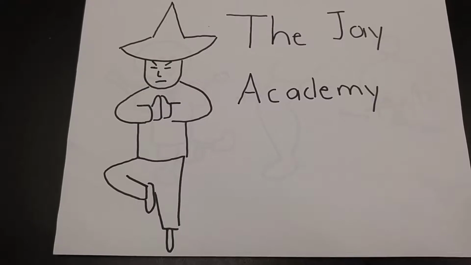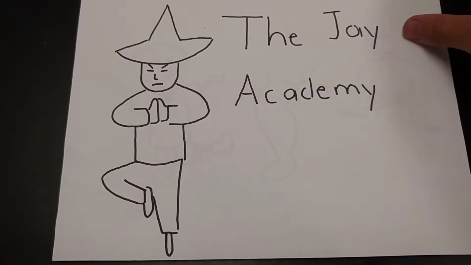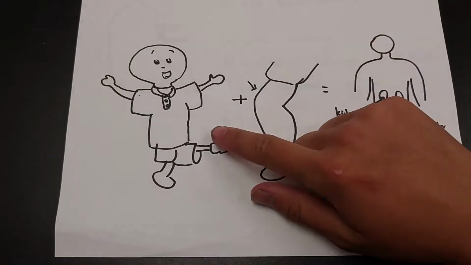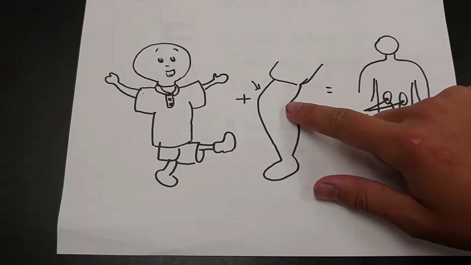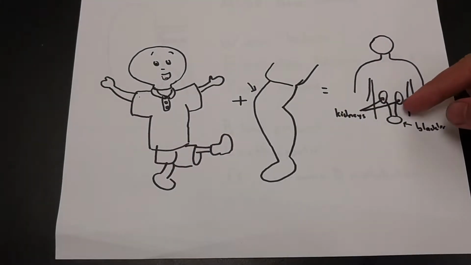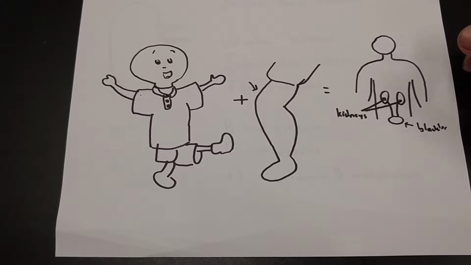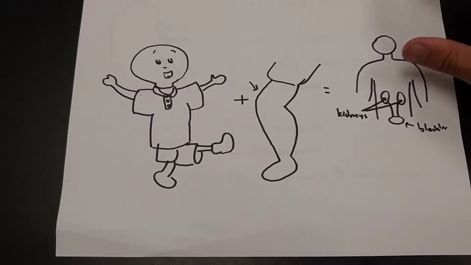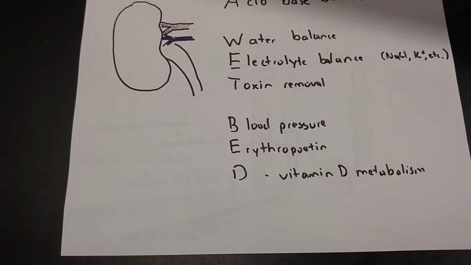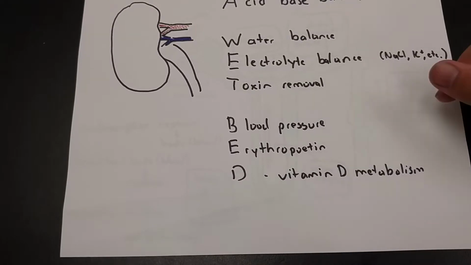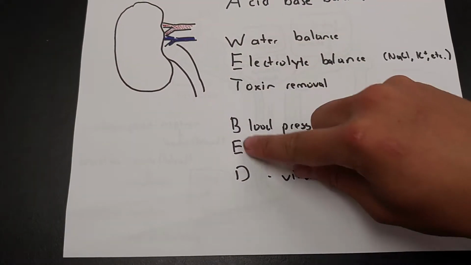Welcome to another episode. And today we're going to be talking about the kidneys and how they function. So let's get started. So here we got a kid and here we got a knee. And together they make a kidney, which is located right here in the body, as you can see. So what are the functions of the kidney? Well, there are 7 functions and you can remember them with the mnemonic, a wet bed.